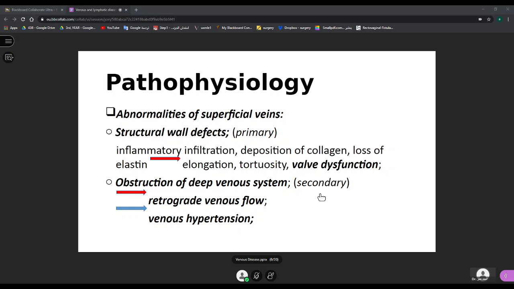The pathophysiology of this condition, as I have mentioned, is not well known. So there is some hypothesis which explains why people develop this varicose vein.